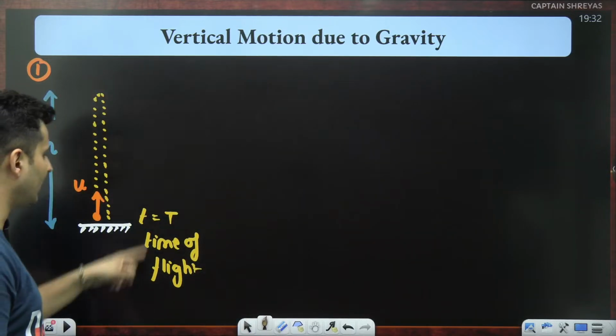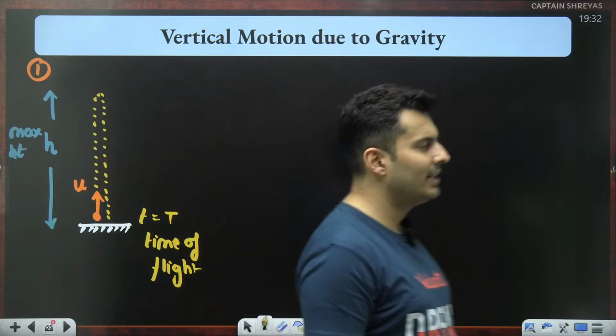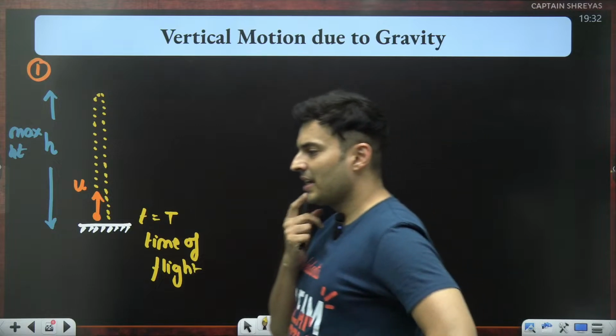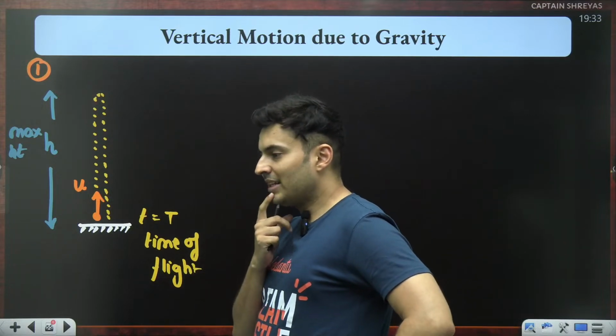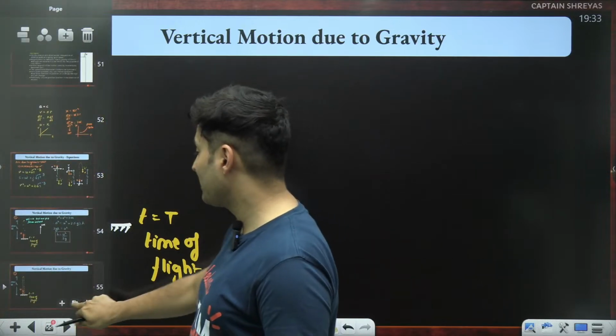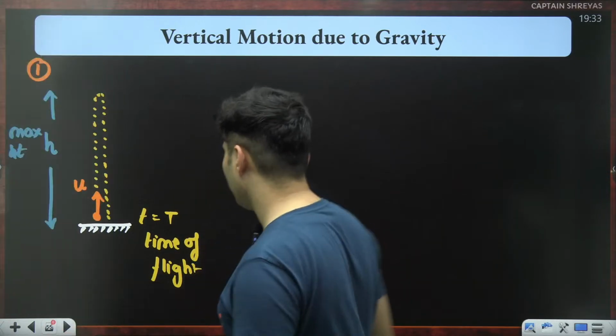Next important thing is the time of flight. Can I find the time of flight somehow? Which equation should I use? A lot of you will say, sir, let's use v = u + at. Yes, you can use that. You can also use s = ut + half at square. So I will show you two ways of getting it.